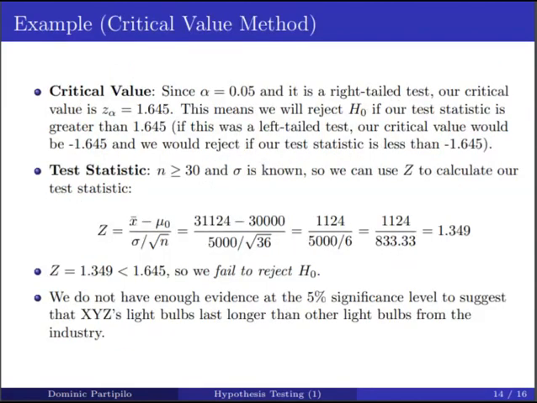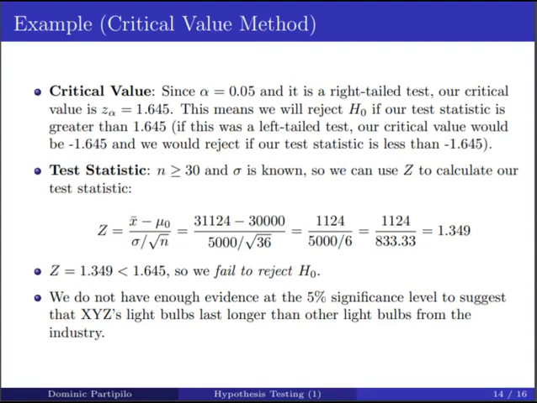So we're going to go about solving this problem using both methods. First, let's look at the critical value method. Since our significance level was 0.05, that's what we were told to use, and since it's a right-tailed test, our critical value is going to be Z alpha, which is 1.645. That means if our test statistic is greater than 1.645, or more extreme than 1.645, then we would reject the null hypothesis. The other thing to note here is that if this was a left-tailed test, if our alternative hypothesis was that mu was less than 30,000, then our critical value would just be negative 1.645, because it would be the other tail of the distribution, the negative side.